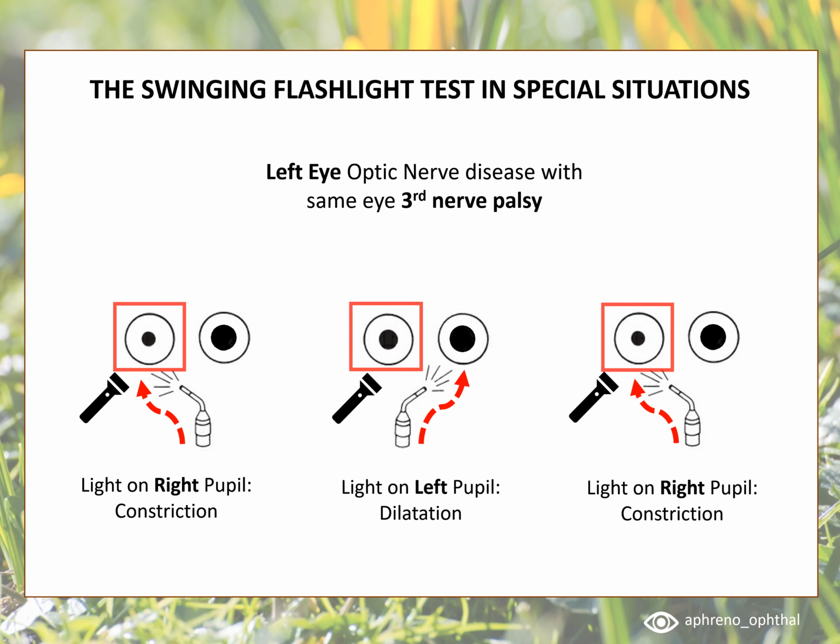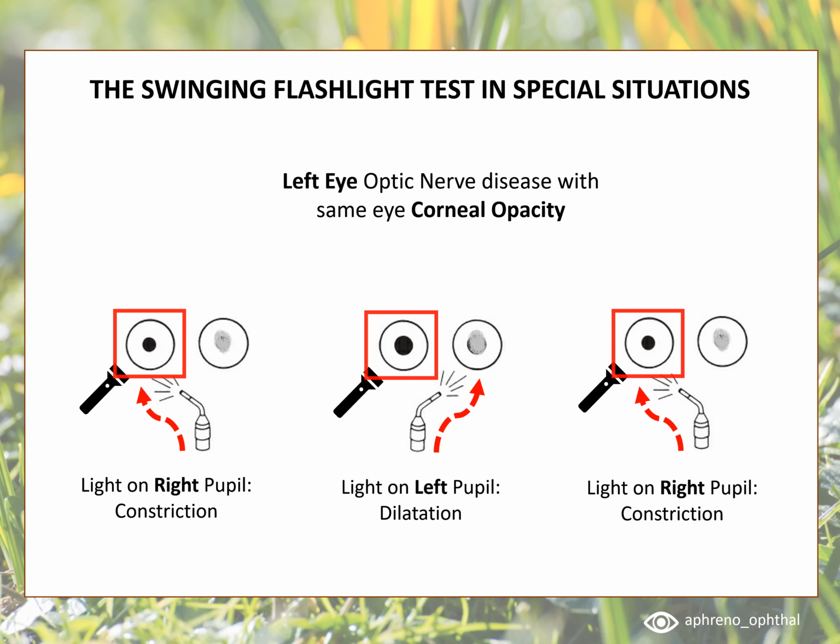The same will be observed with left eye optic nerve disease with third nerve palsy in the same eye. Similarly, with left eye optic nerve disease and corneal opacity in the same eye.